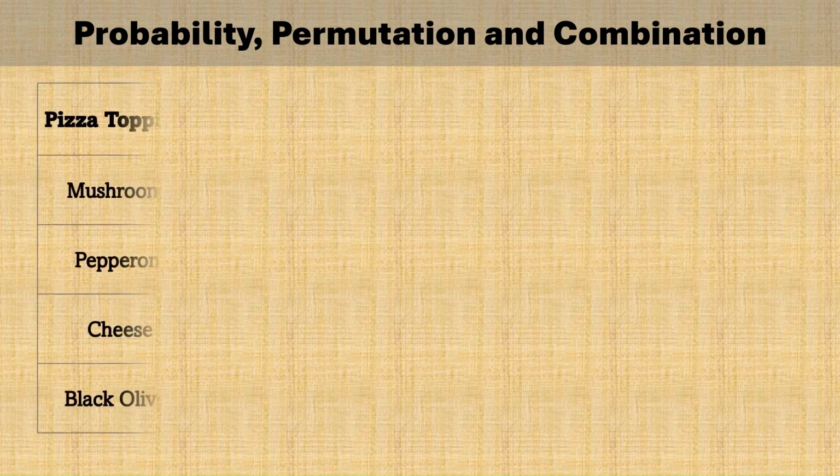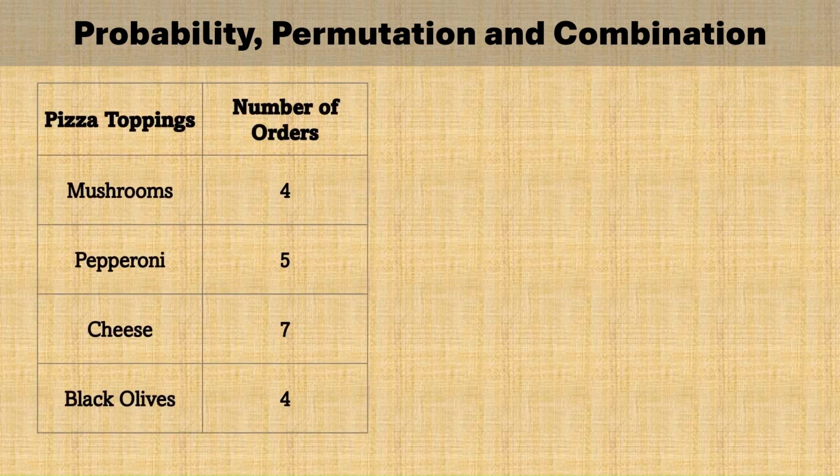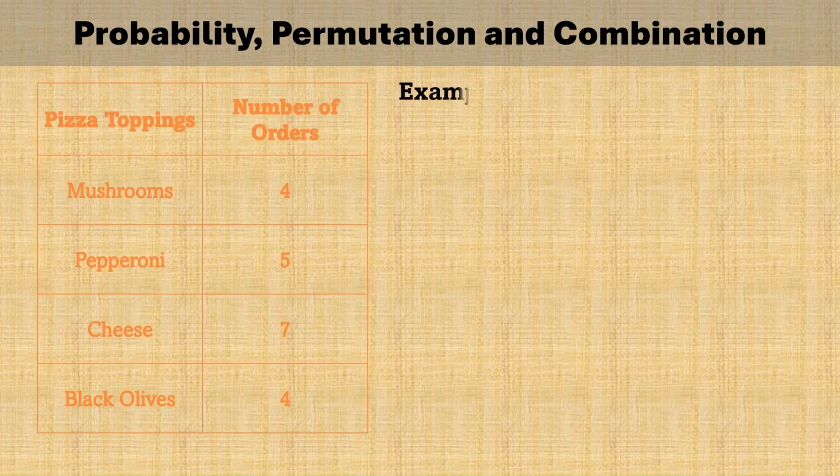Consider this. Pizza toppings, number of orders. Mushrooms, 4. Pepperoni, 5. Cheese, 7. Black olives, 4. Now let us have the examples of experimental probability.